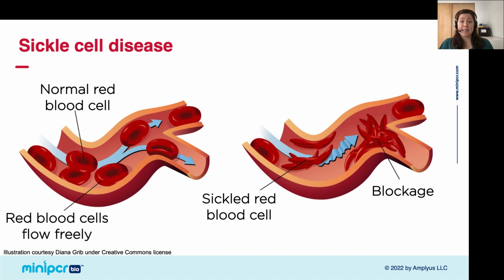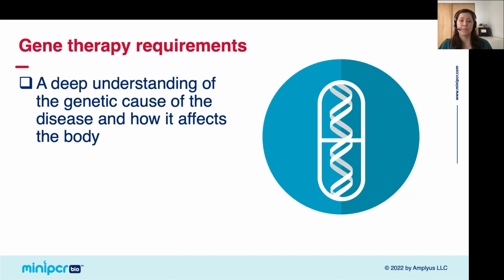Sickle cell disease is life-threatening, but aside from a bone marrow transplant, current treatments can only address a patient's symptoms. But because sickle cell disease is a genetic disease, it's theoretically possible to use gene therapy to change a patient's DNA and cure the disease. So why hasn't this already happened?